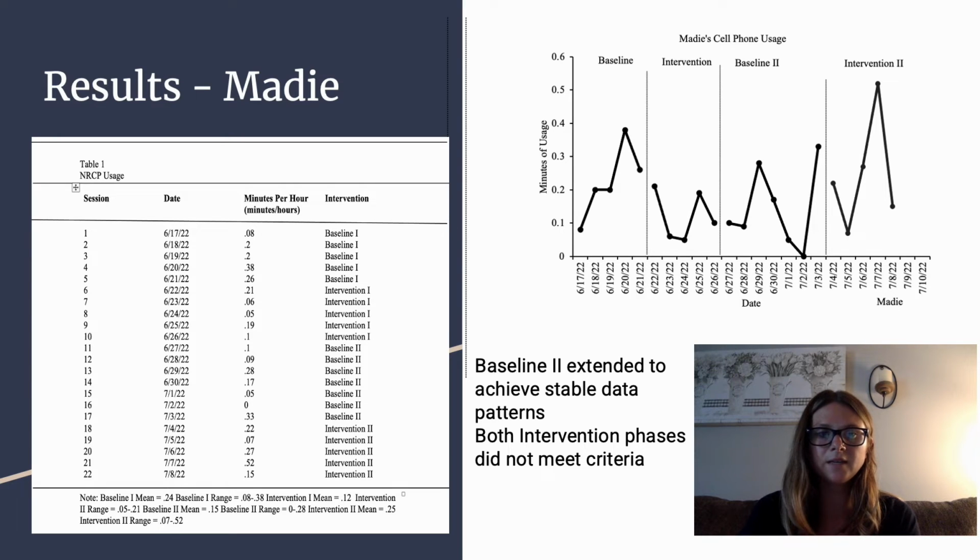The second baseline phase was extended to achieve stable data. The mean was 0.15 and the range was 0 to 0.28. The second intervention phase was not met as well to meet group contingency. The mean was 0.25 and the range was 0.7 to 0.52 for this data set.